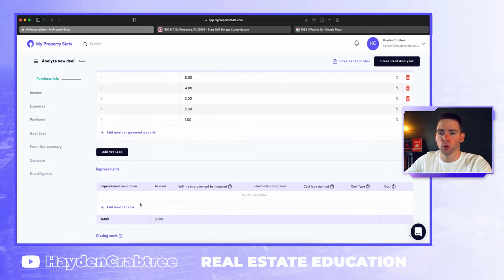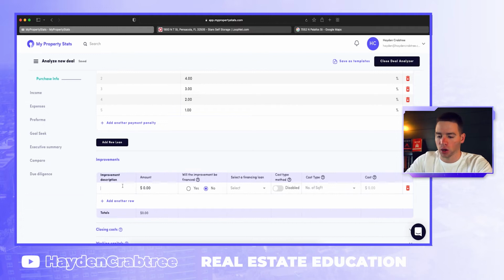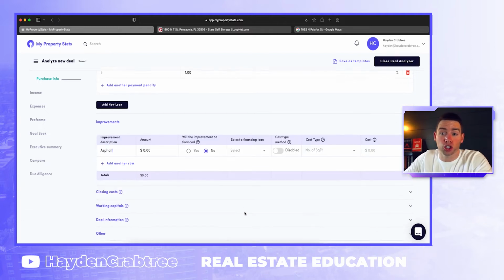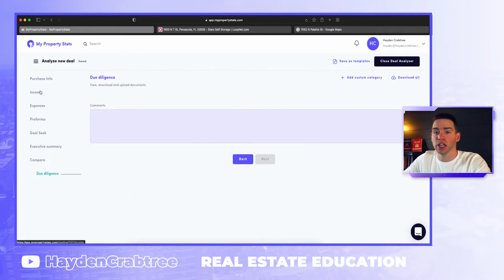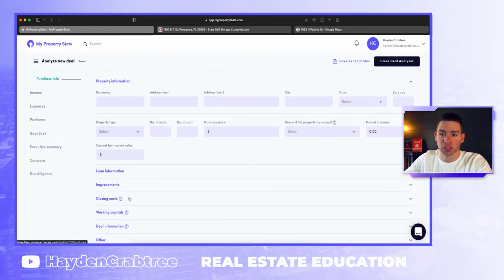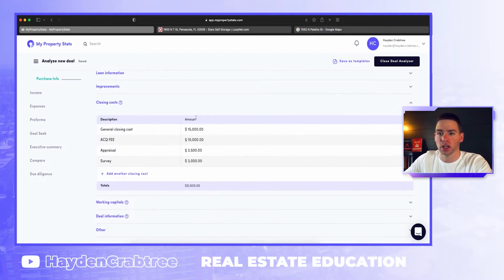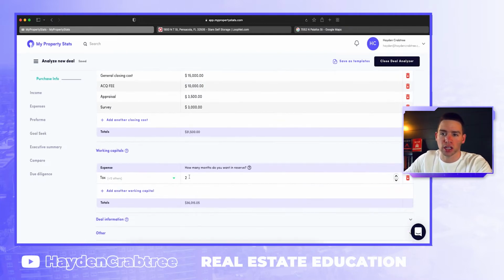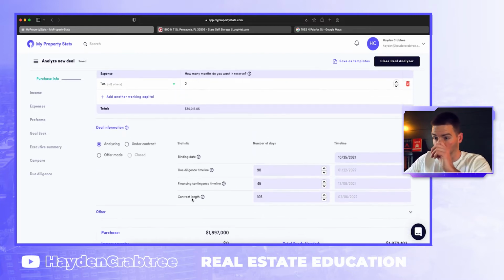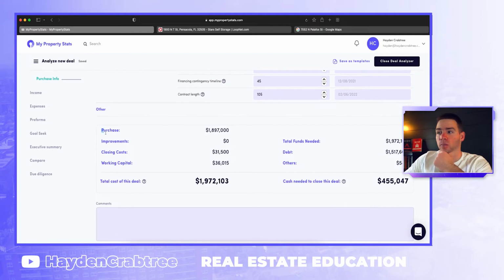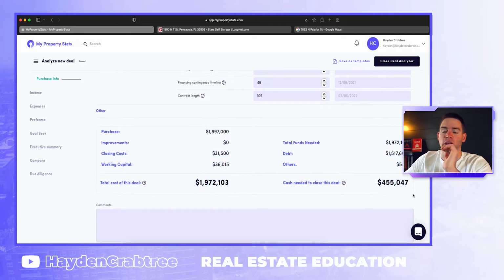Let's go through. We're going to add some improvements here. We're not going to fill anything out yet. I'm going to show you how to do this. But I think if they want to charge premium rates, then we're going to need to make this a premium facility, okay? So we're going to need to add asphalt. Closing costs, I've got $31,000 in here, which is fine. Working capital, I have 2 months of working capital in here. And then this would all be about closing. So from a very rough view, if we paid for this property at what they're asking, my purchase would be $1.897 million.